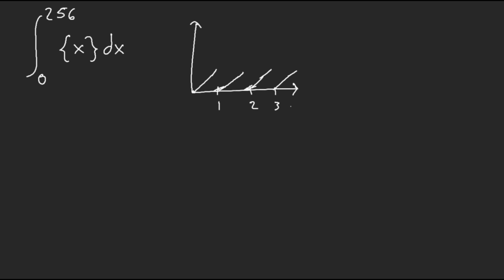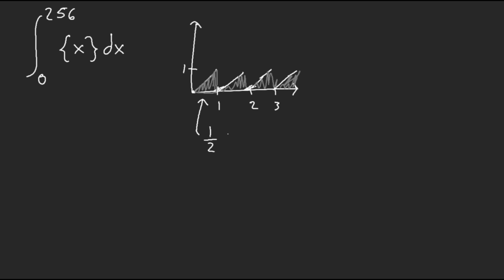It's periodic by 1. So for every 256 times, we have this region here, and this region here, and this region here, and this region here. Okay, interesting. So we're going to add up this triangle. So what this really equals, what is this area here? That area is literally 1/2, right? But that's from 0 to 1.